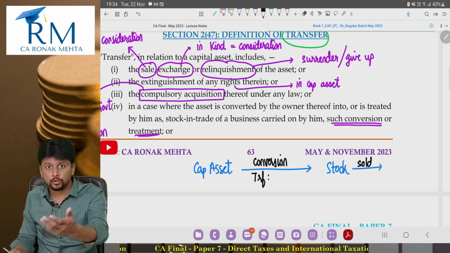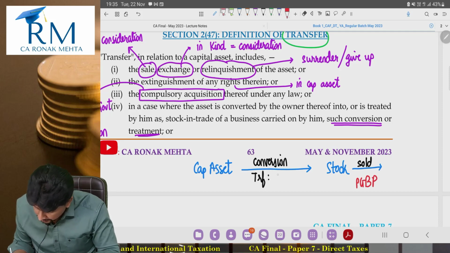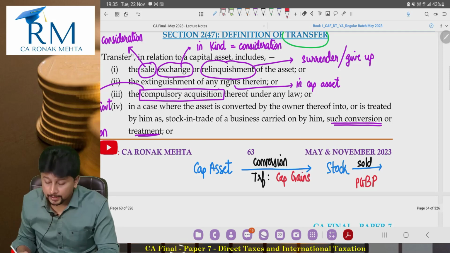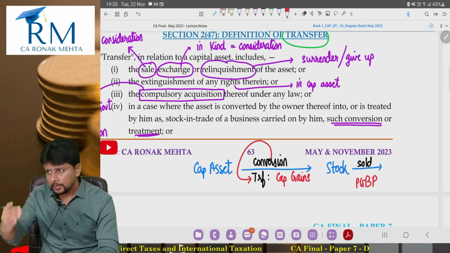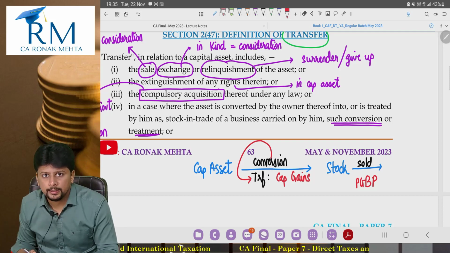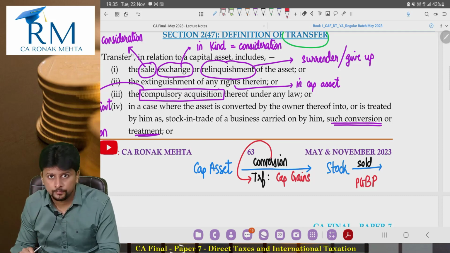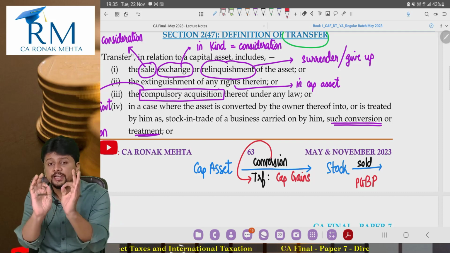You will sell the stock. That sale of stock will give you your business income, and conversion of capital asset into stock in trade will give you your capital gains income. So this conversion is regarded as a transfer. Maybe 1 or 2 lectures down the line, we will see how to find the taxable amount. As of now, I am just restricting my discussion to the definition of transfer.